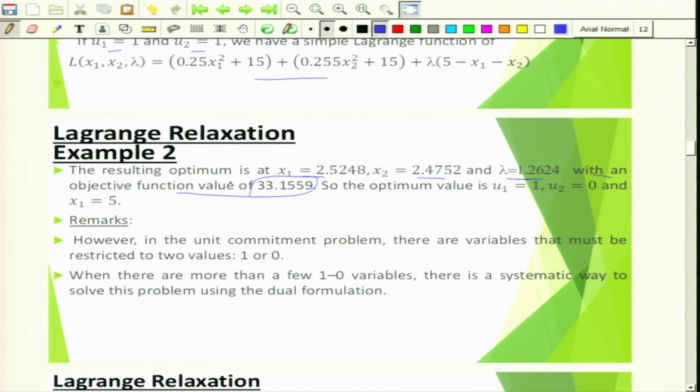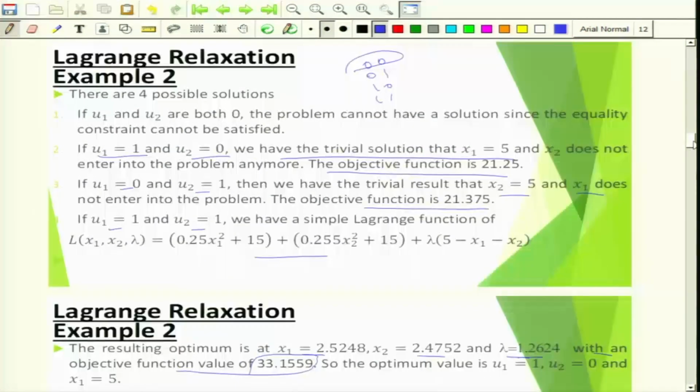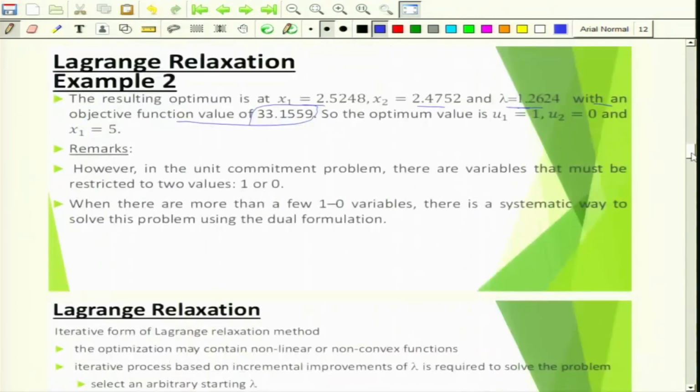Now for all these combinations, 0 0, 0 1, 1 0, 1 1, which combination is giving the minimal cost, the minimal number? That is 1 0, because at 1 0 you are getting 21.25, at 0 1 you are getting 21.375, 0 0 is not feasible at all, and for 1 1 you are getting 33.1559, which is very costly. So then you can remark the optimal value is 1 comma 0, right, and x1 is equal to 5. So this is what we are freezing.